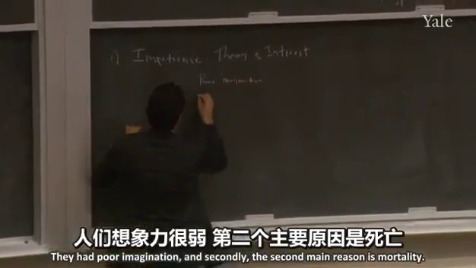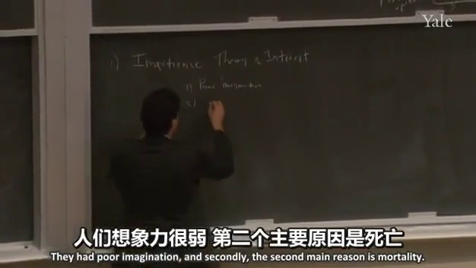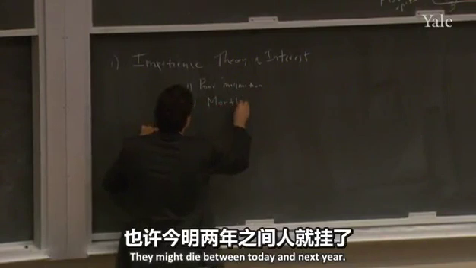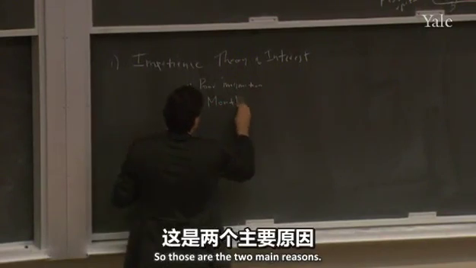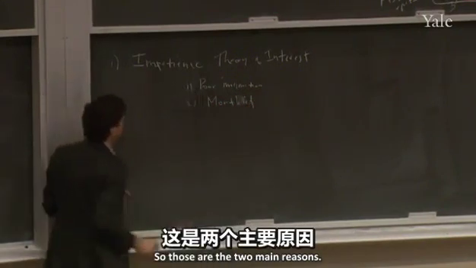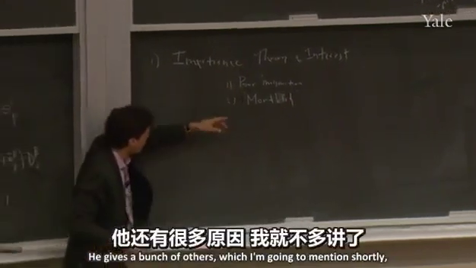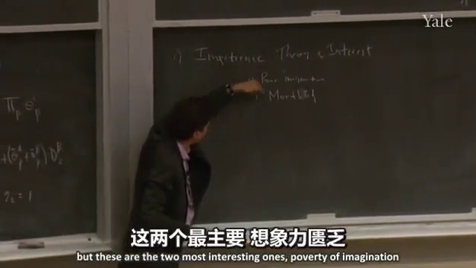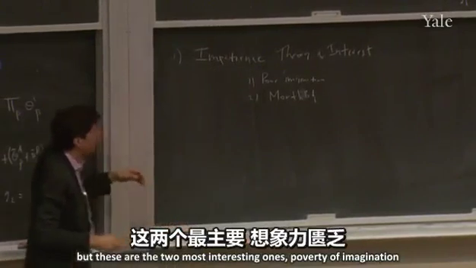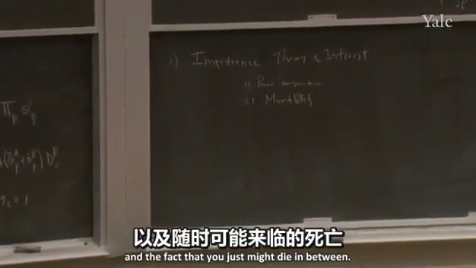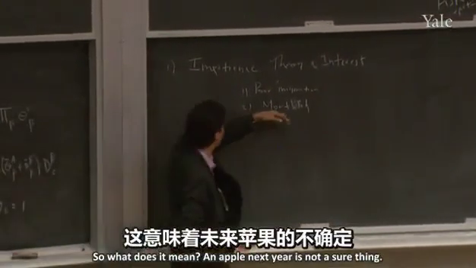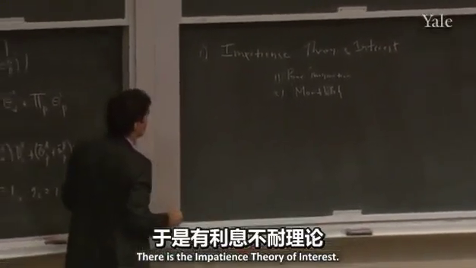They had poor imagination. And secondly, the second main reason is mortality. They might die between today and next year. So those are the two main reasons. He gives a bunch of others, which I'm going to mention shortly, but these are the two most interesting ones. Poverty of imagination, and the fact that you just might die in between. So what does it mean to say an apple next year is not a sure thing? Okay, there's the impatience theory of interest.